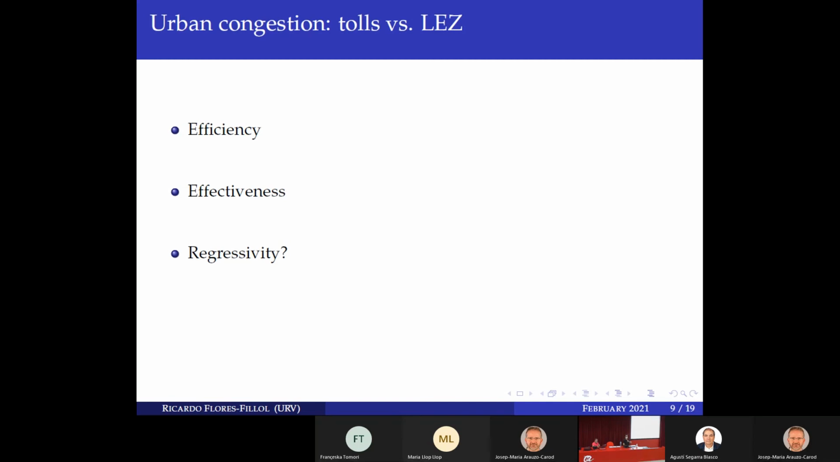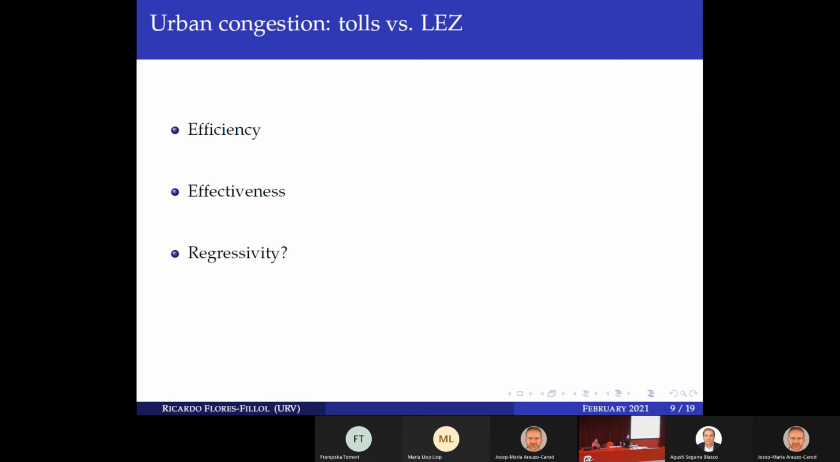Instead, low emission zones are extremely regressive, because the people who own the older cars are clearly the poorer people within the population of car owners. Right? Okay, the people who own new hybrid electric cars, these are high income population, so they are not affected by low emission zones.